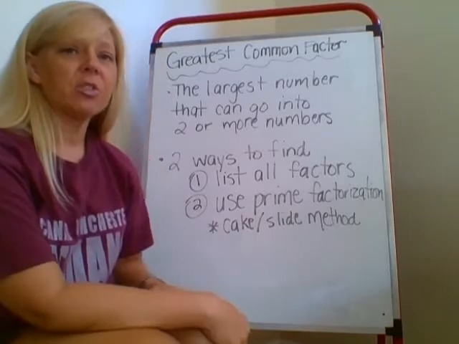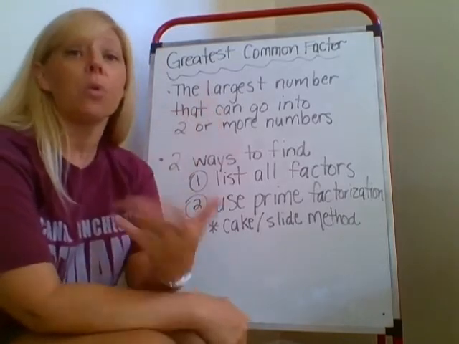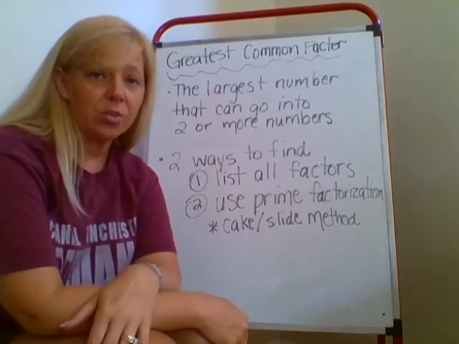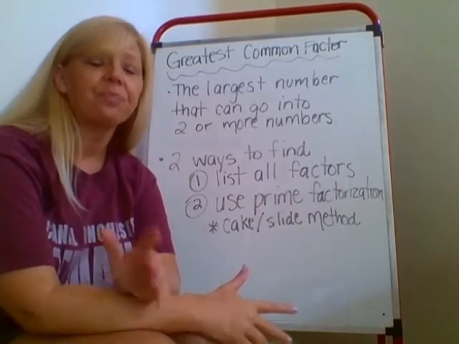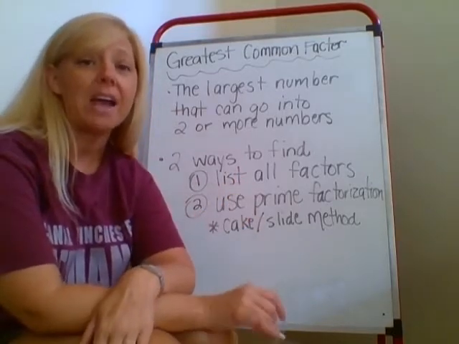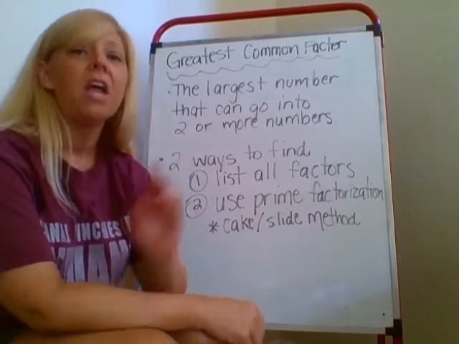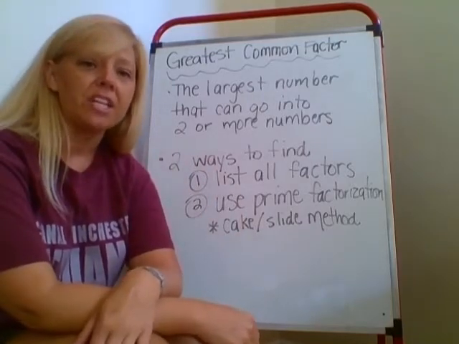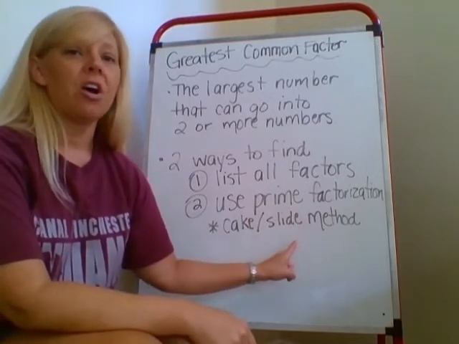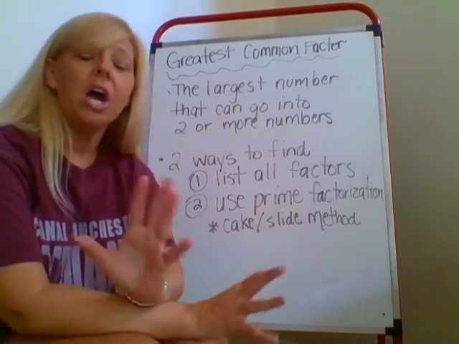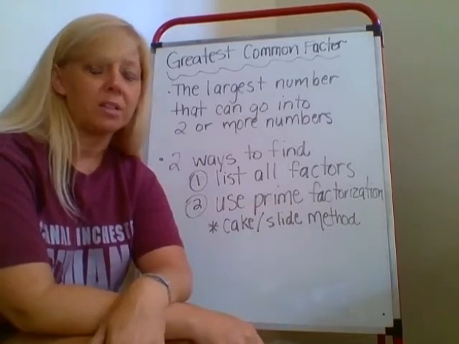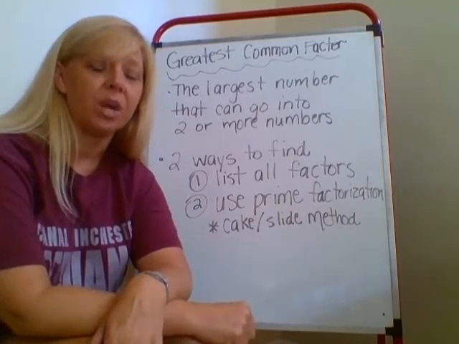So greatest common factor, just to remind you, is the largest number or factor that can go into two or more numbers. There are two ways that you can find the greatest common factor. The first way is to list every single factor that can go into every number that you're working with. The other way is to use prime factorization, which we're going to call cake or slide method. If you want more information on the slide method, you can Google or search YouTube for slide method and watch lots of different ways on how to do that. But I'm going to be doing that in this video as well.